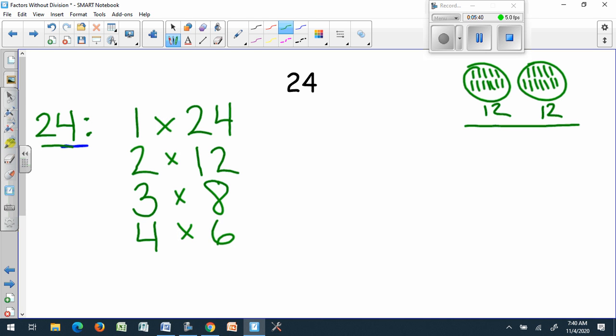Okay, the next number would be 5. Now, I think last year you learned some special rules about all your multiples of 5, and that is that they all end in a 0 or a 5. So because this ends in a 4, I know that 5 cannot be a factor, because if I count by 5, I'm never going to say 24. My next number would be 6, and look, I already wrote it down, so that means that I am done. Now we have to put them in order. So in your notebook, write down 24 colon, and then list all the factors in order.